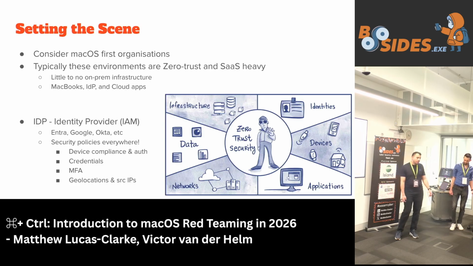A bit of context before we start. If you consider a macOS organization, typically it'll be something like a zero trust architecture, especially with these modern companies. So what does that mean? It means typically you'll have a set of endpoints, for example Mac devices, something like an IDP to handle your authorization and authentication, and then a whole bunch of cloud services that you will be authenticating to, which will hold your data and your operational technology, etc.